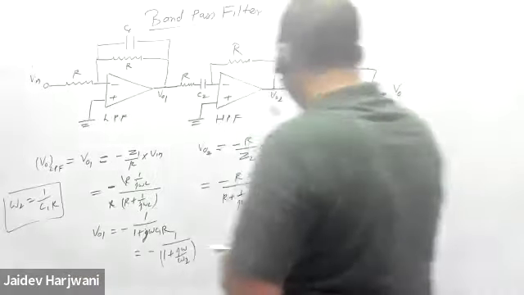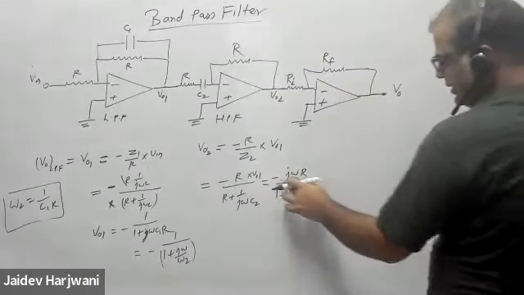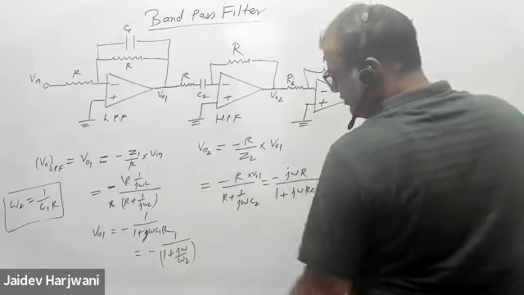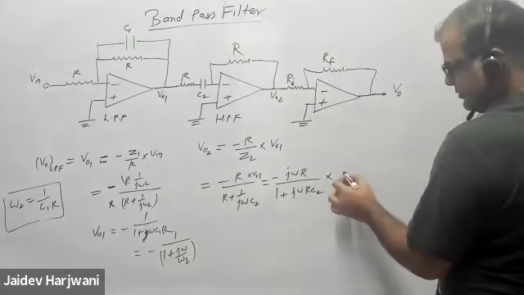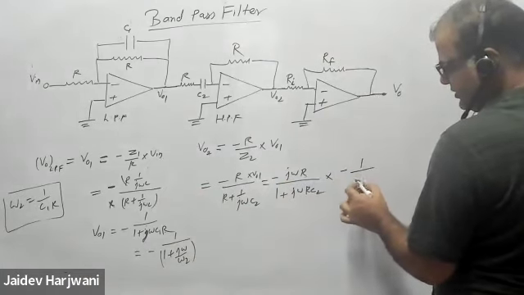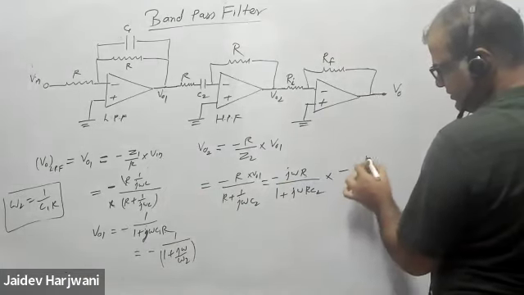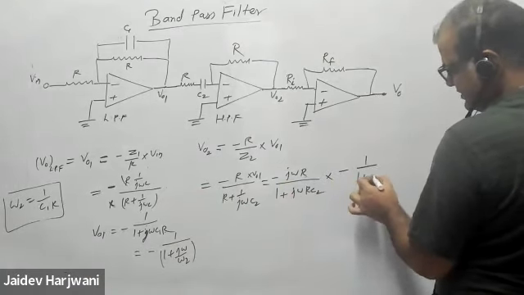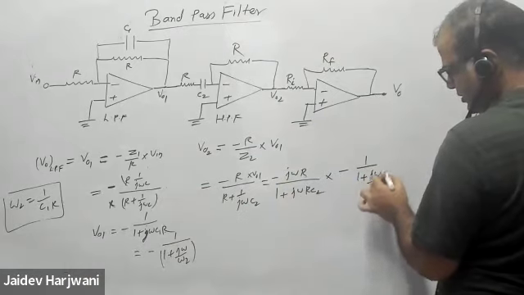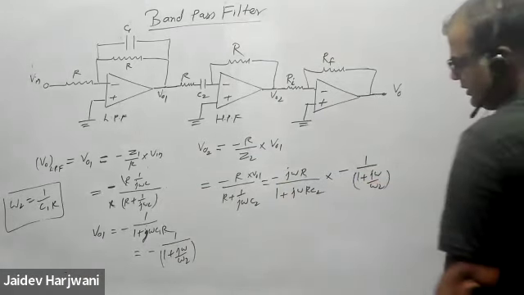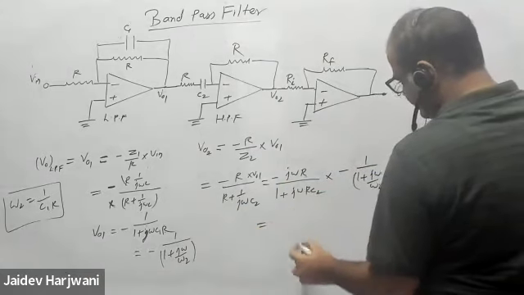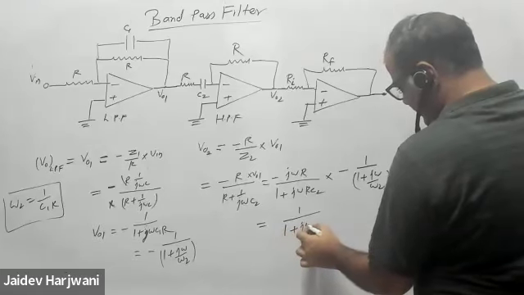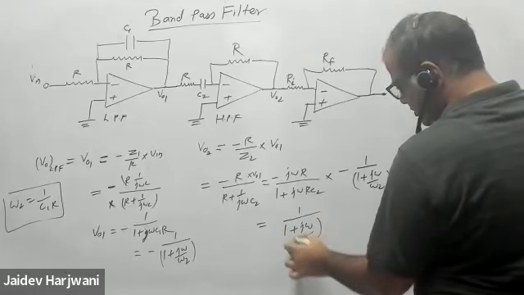Okay, whatever. And now V naught 1, what is V naught 1? V naught 1 is this one: minus 1 upon 1 plus j omega upon omega 2. And this also you can write in the standard form. So this minus minus plus. So this is 1 plus j omega upon omega 2.